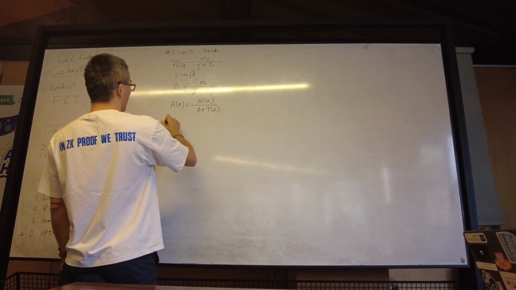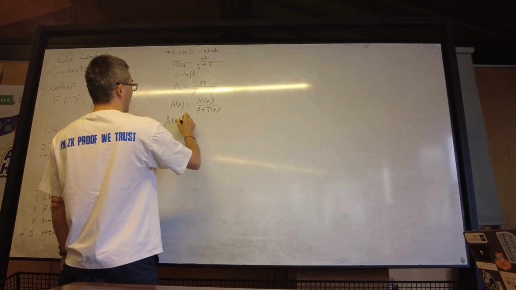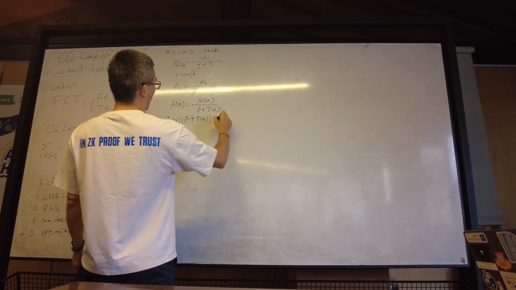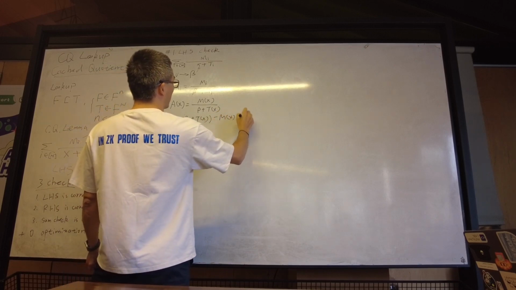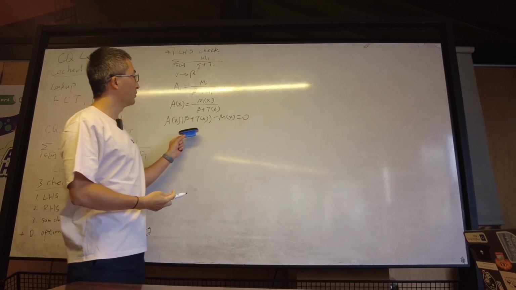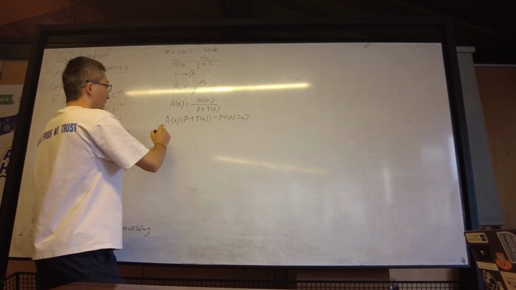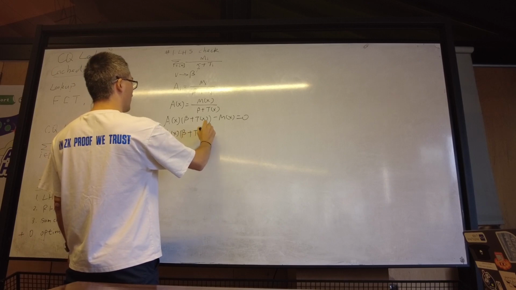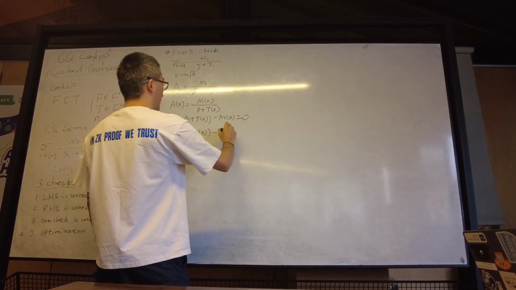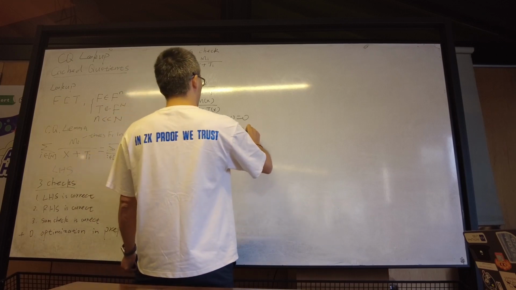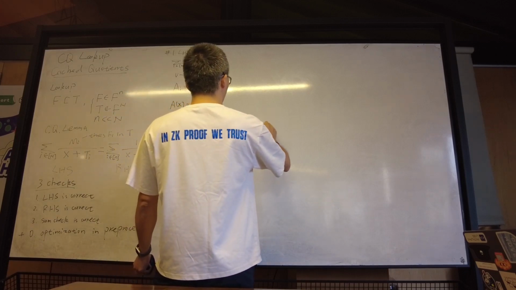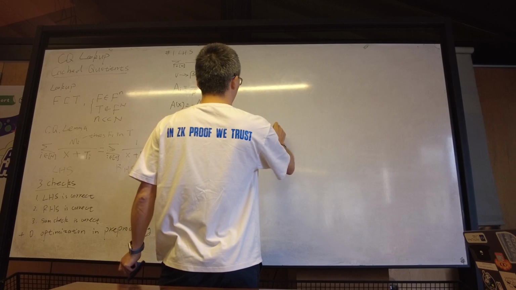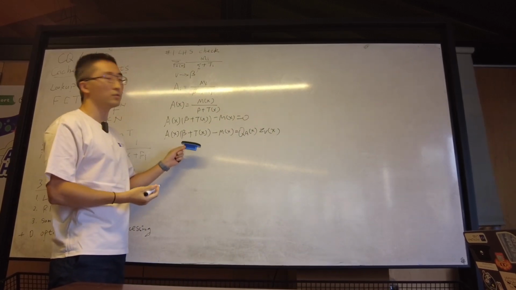Okay, continue to do this. A(x) times (beta plus t(x)) minus m(x) equals 0. I think with this polynomial, you will be familiar with how to check that. You will use A(x) times (beta plus t(x)), and we add a quotient polynomial and a vanishing polynomial, Z_V. Okay, so far good?